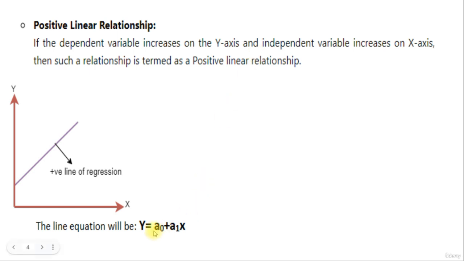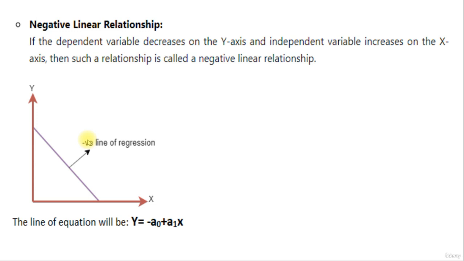So if we try to map y equals mx plus c with the equation given over here, a1 will be mapped to m and a0 will be mapped to c. So the equation of the line becomes y equals mx plus c, or y equals a0 plus a1x. Now, clearly by seeing this we can say that this is a positive slope of the line.